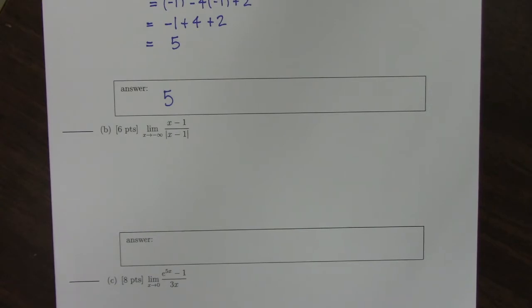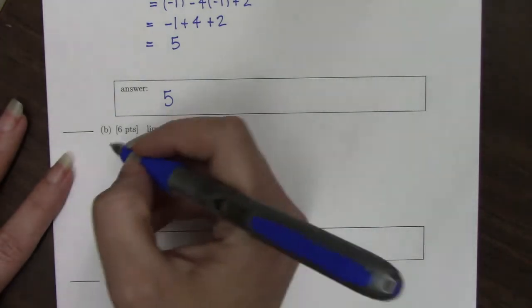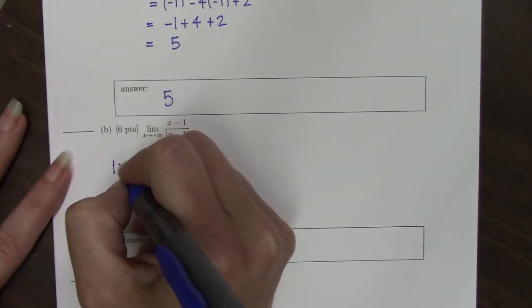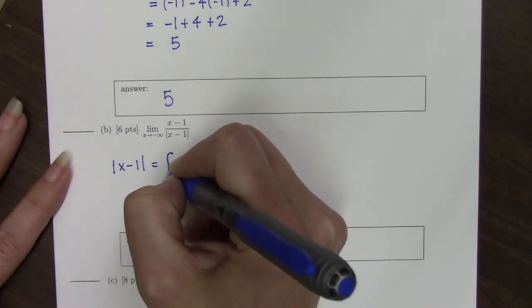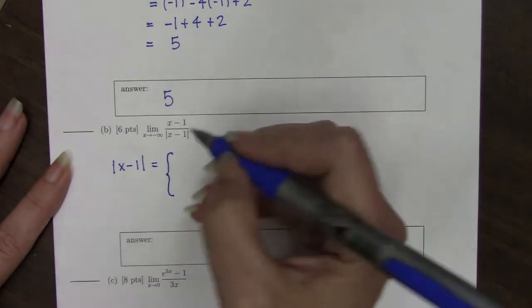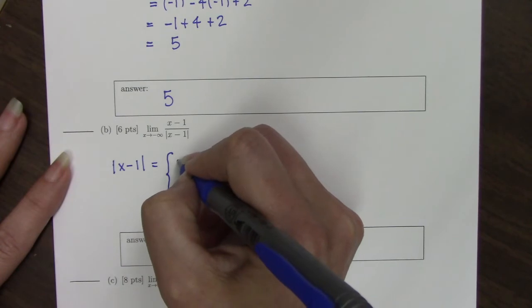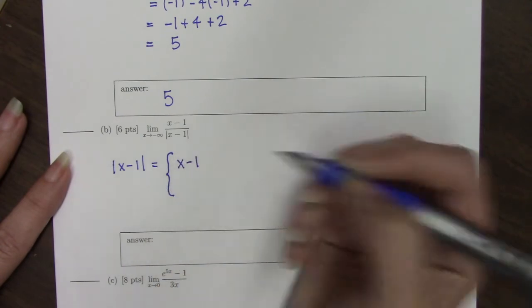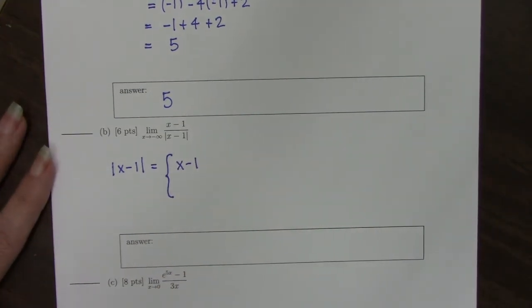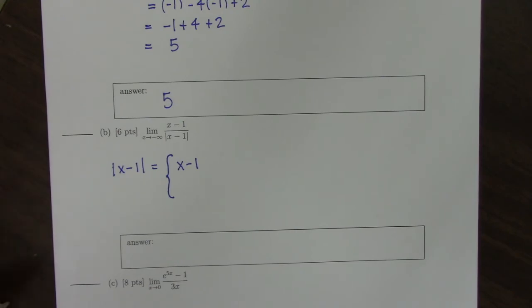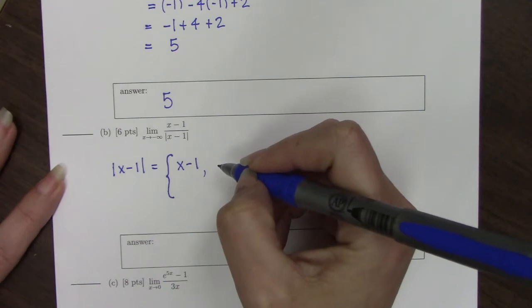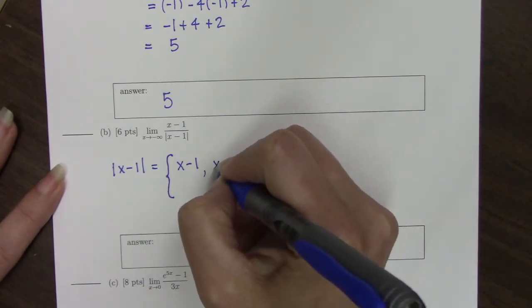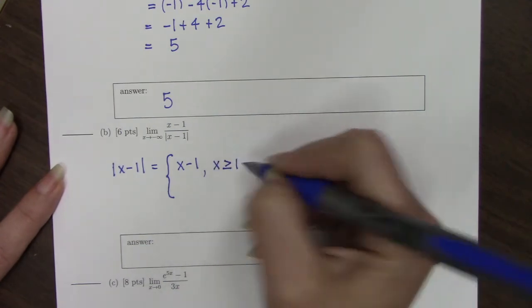All absolute value functions are actually piecewise functions. So the absolute value of x minus 1 can be written as a piecewise function where the first piece is all the values of the function that would have positive y values if we just left the expression alone. So this function is just the line x minus 1 when x is greater than or equal to 1.